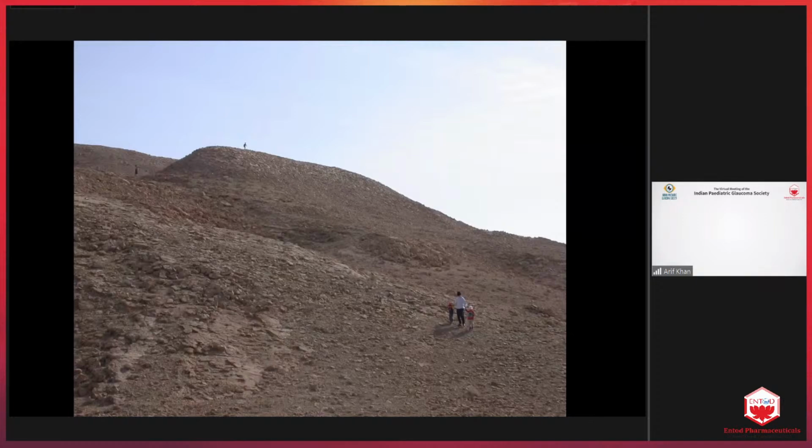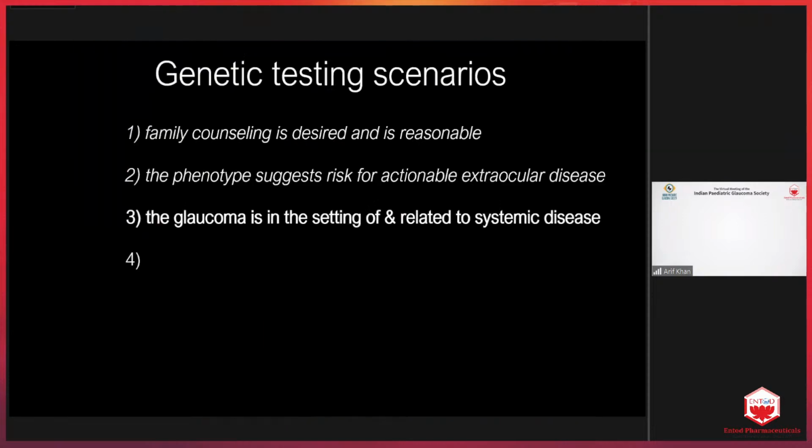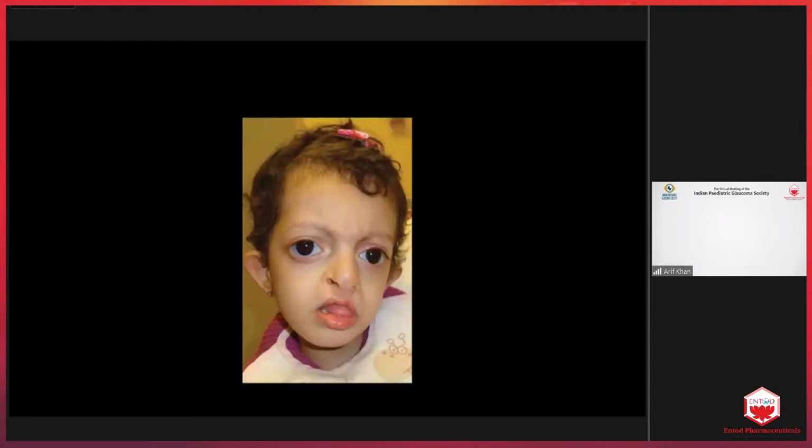Okay, let's now move on to the third clinical scenario for genetic testing. And that would be when the glaucoma is in the setting of and related to systemic disease. So here's a girl with congenital glaucoma who has multiple congenital abnormalities and craniofacial abnormalities as well. This doesn't really fit any known single gene disorder that I'm aware of. This is a great situation for doing a microarray because there's a suspicion of a large deletion or other copy number variation that is affecting this child.